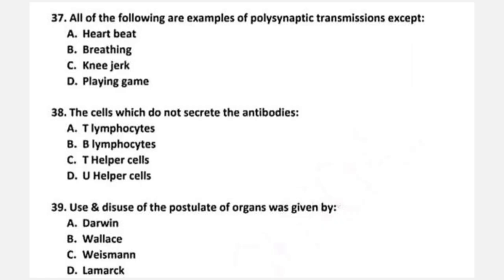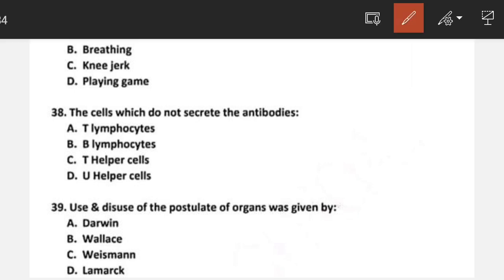So all of the following are examples of polysynaptic transmission except one, that is the knee jerk. Knee jerk is an example of monosynaptic reflex and consists of only 2 neurons. So here the correct option will be knee jerk.